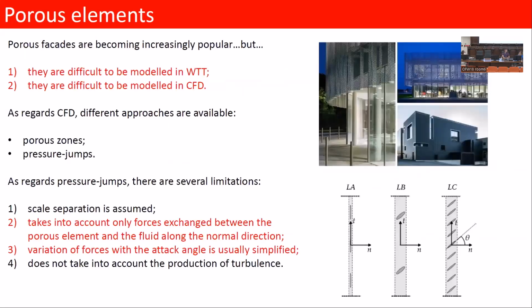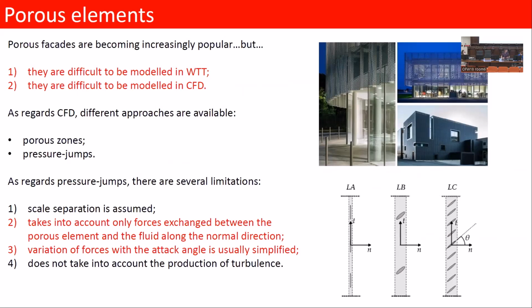Okay, so this ends the first part of the presentation, the one related to synthetic turbulence generation. We go to the second part, which is porous surfaces. So you generated now your nice boundary layer, and you bump into these cases, which are becoming increasingly common. The facade is porous, or you go on a bridge deck, and the bridge deck windscreens maybe are porous.